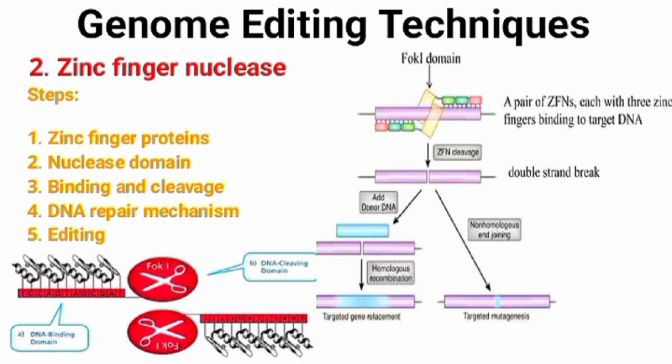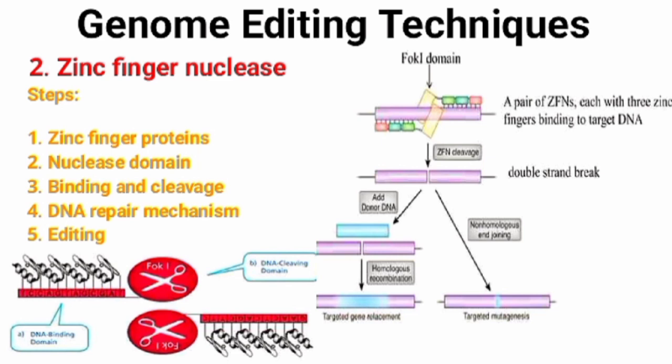The first step is zinc finger proteins. These are proteins engineered to bind to specific DNA sequences. Each zinc finger module typically binds to three base pairs of DNA. After this, they attach the zinc finger proteins to a nuclease domain, such as FokI, which is capable of cutting the DNA at a specific site. The ZFN binds to its target DNA sequence via the zinc finger domain. Once bound, the nuclease domain cleaves the DNA at a precise location within the target sequence.